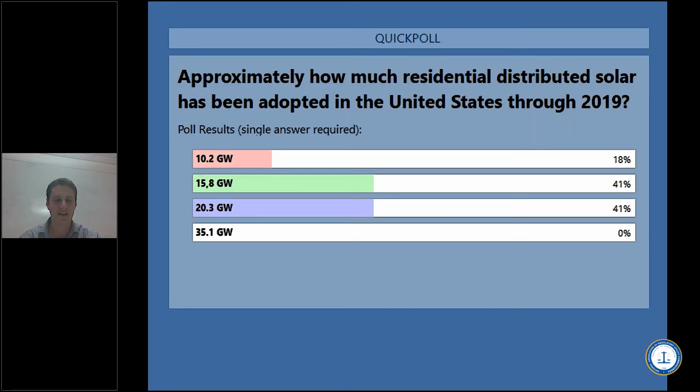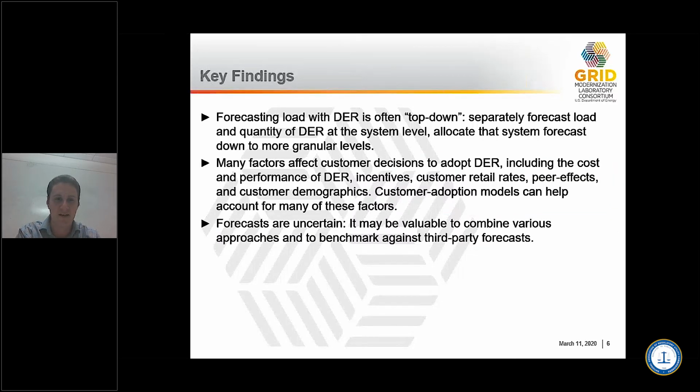All right. Okay. So most people think it's either 15 or 20, and the correct answer is approximately 15.8 gigawatts of distributed solar in the residential sector has been adopted in the United States. Of course, there's more if we include commercial sector adoption, and then of course much more in the utility scale. So thanks. It's a little bit more than some people were thinking, and a little bit less than others. All right, so if we can proceed to slide 7, please.